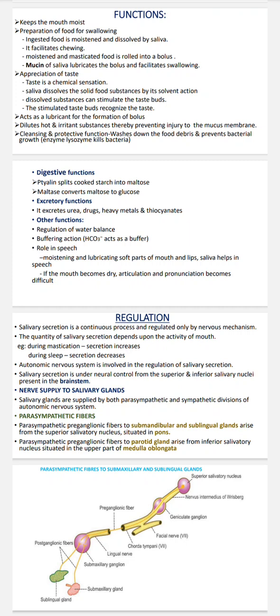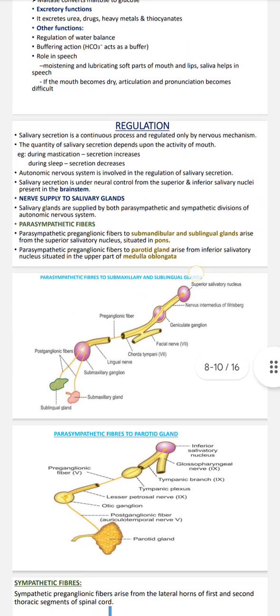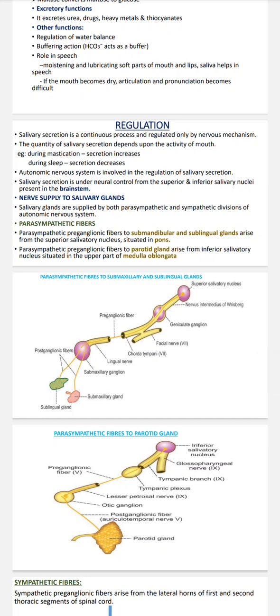How it is regulated. The salivary secretion is a continuous process which is happening inside, and it's regulated only by the nervous mechanism. The quantity of salivary secretion depends upon the activity of the mouth. For example, during mastication, automatically the secretion increases, and even during sleep, secretion decreases. So this is done by the nervous mechanism. The autonomic nervous system is involved in the regulation of salivary secretion.